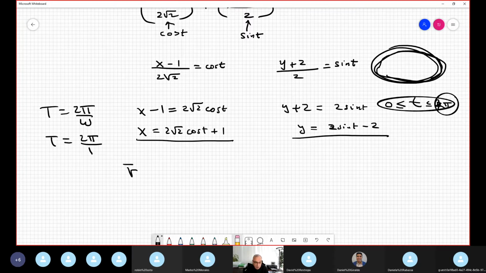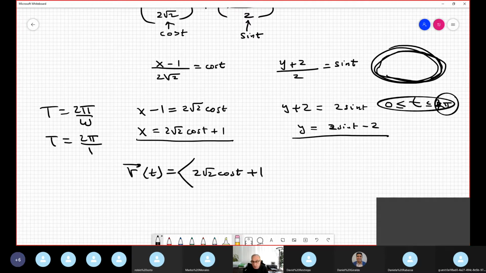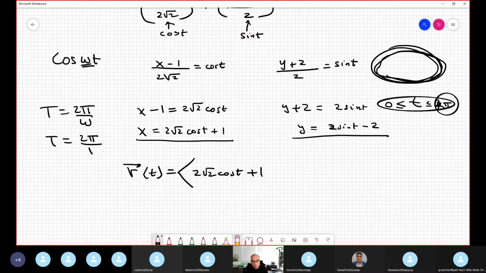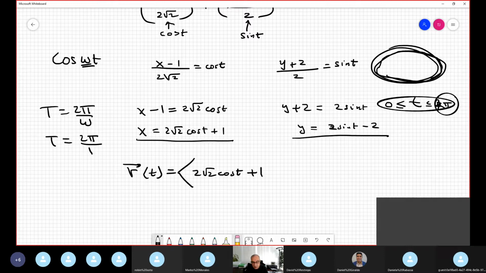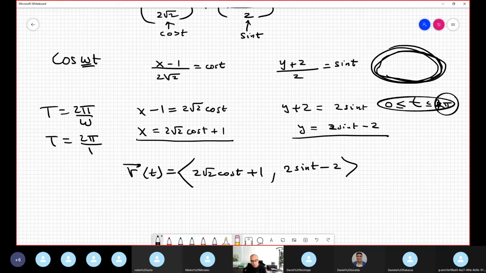The vector-valued function associated with this is expressed as the vector (2 radical 2 cosine t plus 1, 2 sine t minus 2). Omega is the coefficient in omega t, as in cosine omega t. Omega is 1 in this example. End of the story. In a few moments I will put this in GeoGebra and you can see the representation as a vector-valued function.